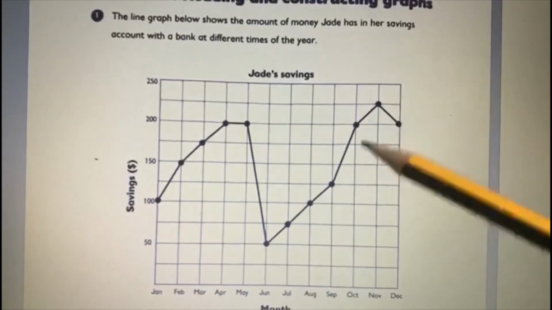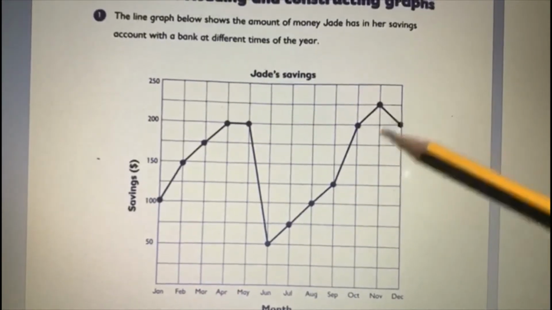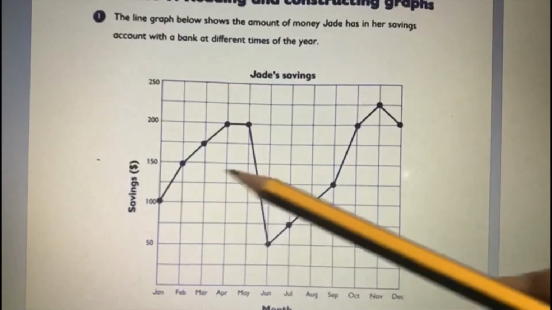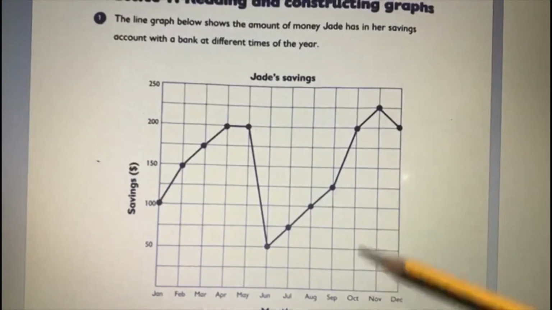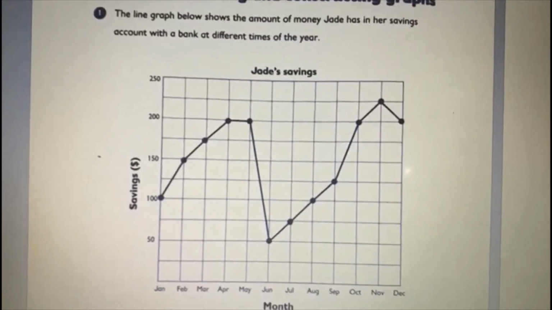September and October. They ask for between months, so it will be from September to October, because you can see in September she had $125. Then after that, in October, how much does she have? $200. So it increased.